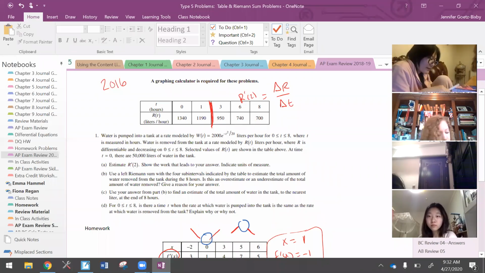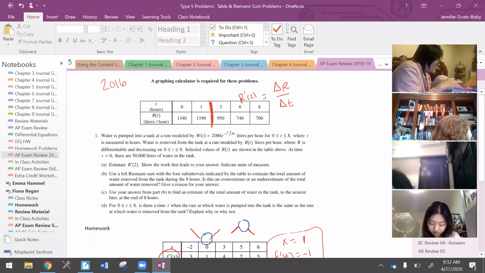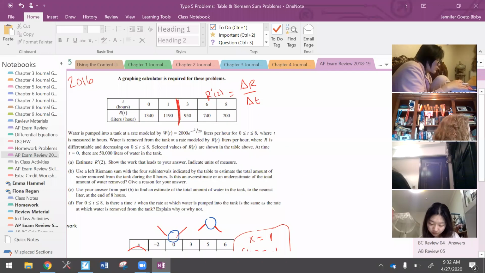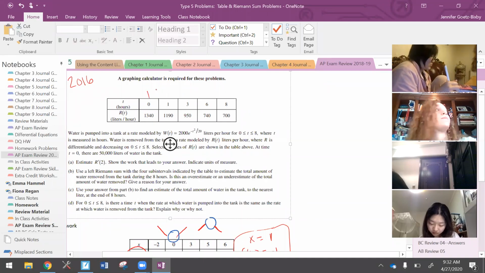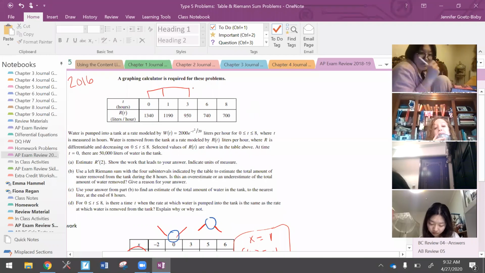Part B says use a left Riemann sum with the 4 subintervals indicated in the table to estimate the total amount of water removed from the tank in 8 hours. Are we good with that part? That's what I want to go over. Okay. All right, so I'm going to erase this so that I can draw what I need to draw. My subintervals are going to be from 0 to 1, from 1 to 3, from 3 to 6, and from 6 to 8.